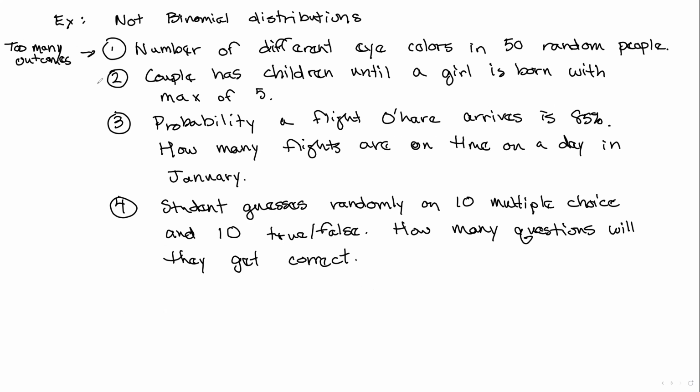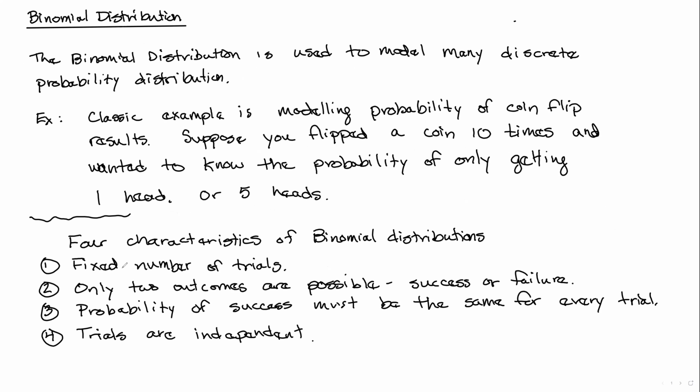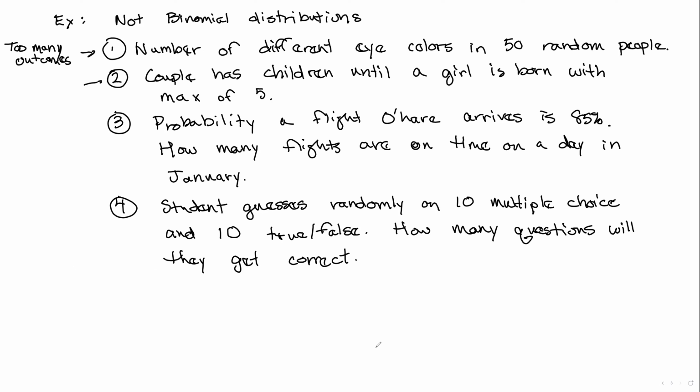All right, a couple has children until a girl is born, with a max of 5. Which of these does that violate? It's the first one, fixed number of trials. If a girl is born immediately from the first child, then you'd only have 1 trial. Meanwhile, if you don't get a girl right away, then you could have up to 5 children. So not fixed trials.